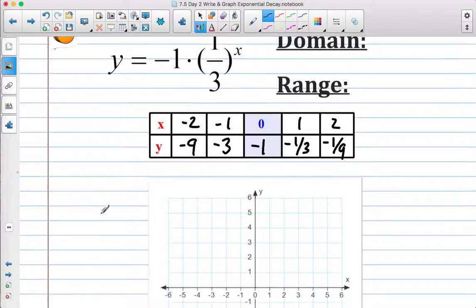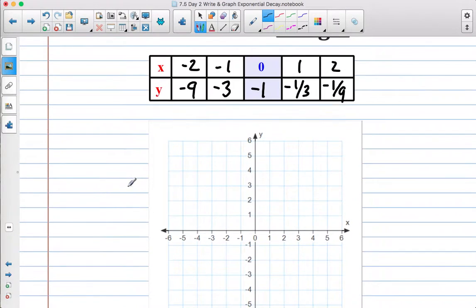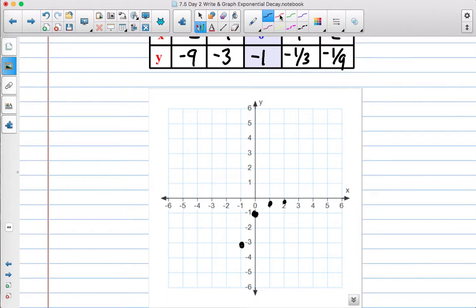Now I'm going to plot my points real quick. Start down here at (0, -1). Then I go to (1, -1/3), (2, -1/9). These decay really quickly. (-1, -3) and (-2, -9) doesn't really even fit. So I'll do my best to sketch this. It's going to look something like so.